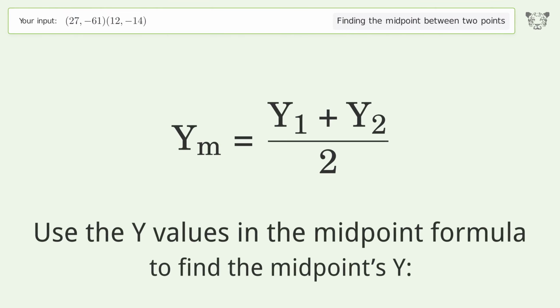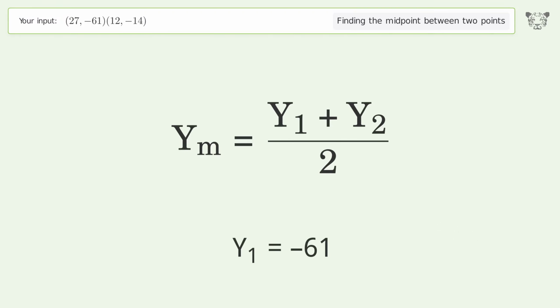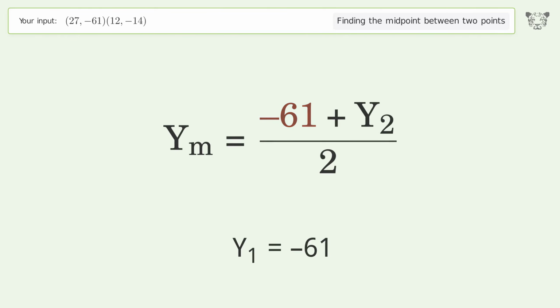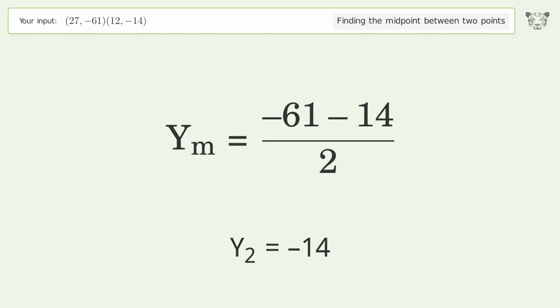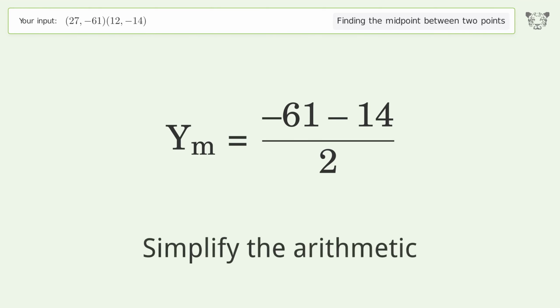Use the y values in the midpoint formula to find the midpoint's y. y1 equals negative 61. y2 equals negative 14. Simplify the arithmetic.